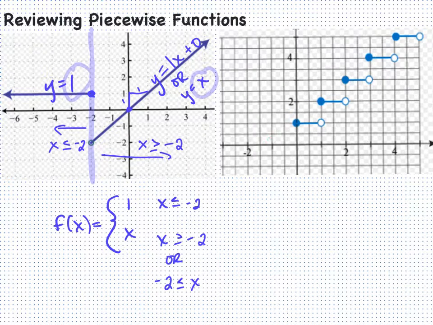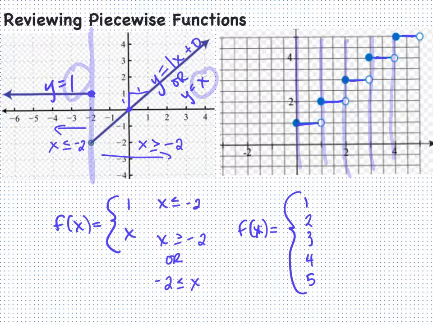Step function, which is this graph right here, is just another piecewise function that has 0 slopes. So all my equations are just going to be numbers. So I've got f of x equals 1, 2, 3, 4, and 5. And then it's just a matter of finding the domains. So I have boundaries at 1, 2, 3, 4, and 5. So that's where I'm going to get my domains from.